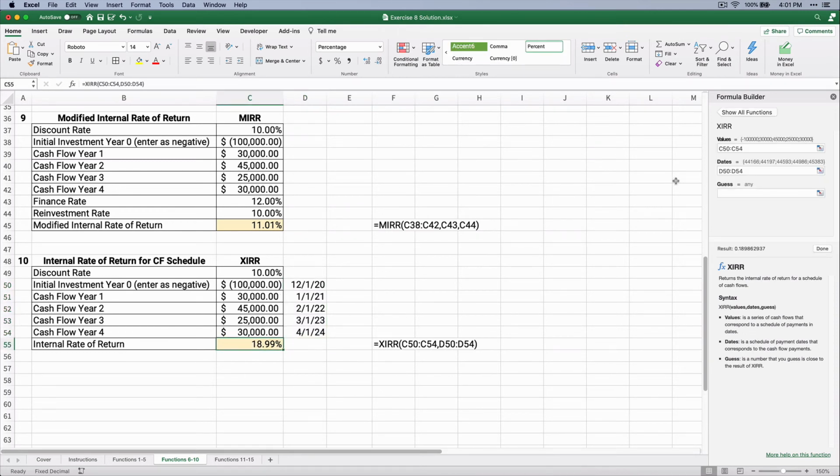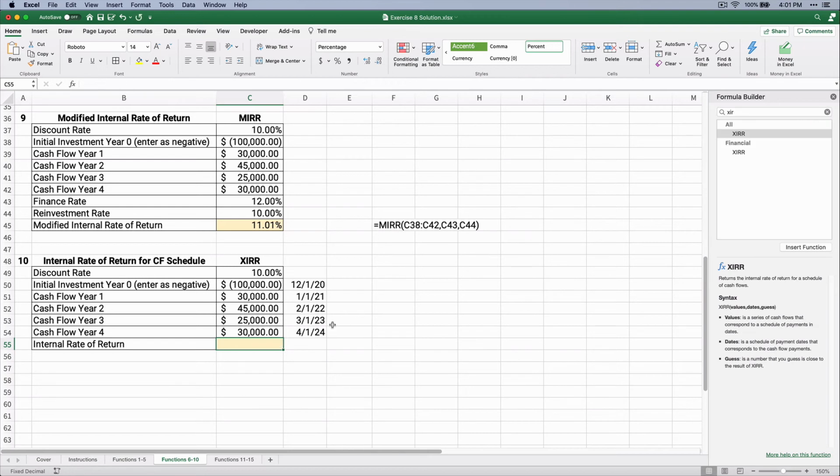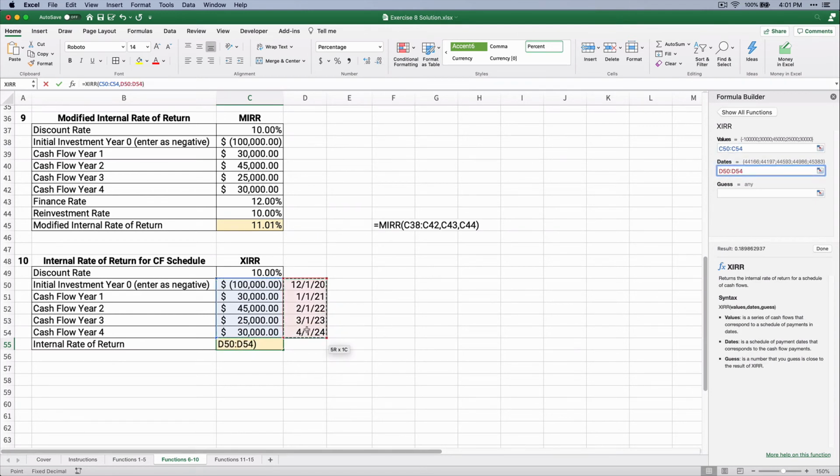Need to go here. Our values are all the ones, the initial cost plus the years 1 through 4. The dates here, and we can guess. If we don't guess, it'll guess 10%. So let's just guess 0.10. So the internal rate of return, if we have the dates here, then it's 18.99.